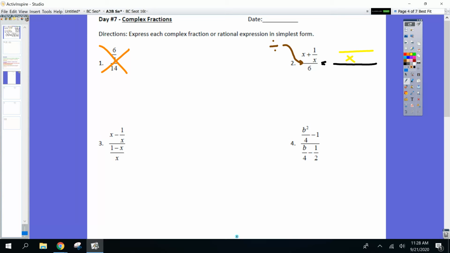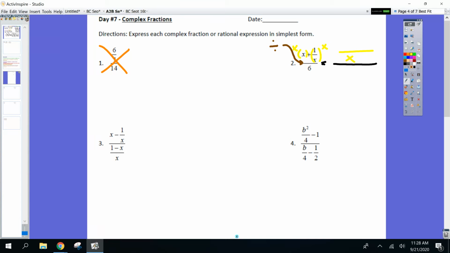So what do we end up doing next? What should I be multiplying each of these by then? Your common denominator, which is what, Caroline? X. So I'm going to multiply this one by x and this one by x. Guys, just keep thinking. All we're doing is adding right now. Find a common denominator, multiply both of them by it.